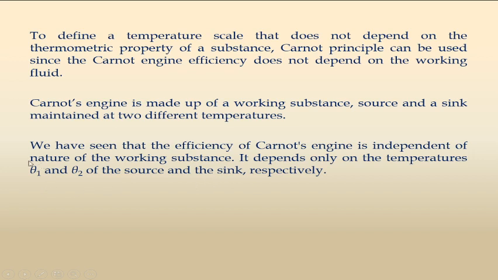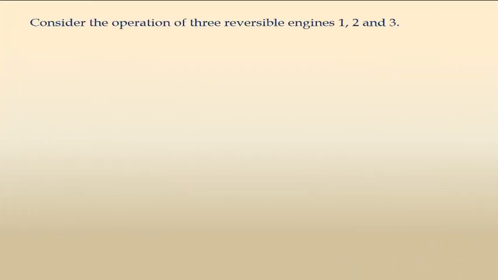I have just used these theta 1 and theta 2 as trivial temperature measurements, not the absolute scale. We are yet to discuss that. So, the efficiency of such an engine is given by eta equals work done divided by the heat from the source, that is Q1, or (Q1 minus Q2) by Q1, or (theta 1 minus theta 2) divided by theta 1. Now let us consider an example.